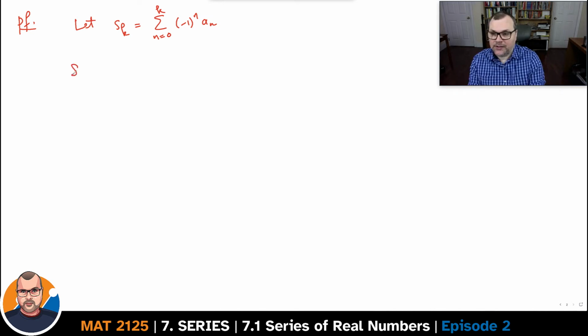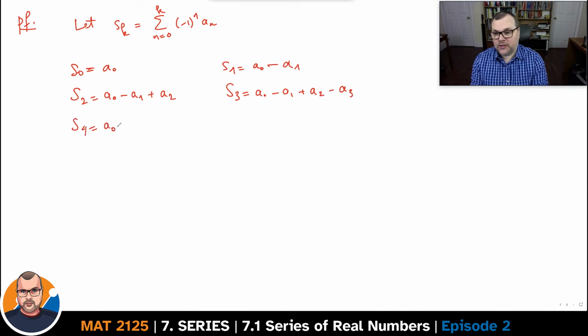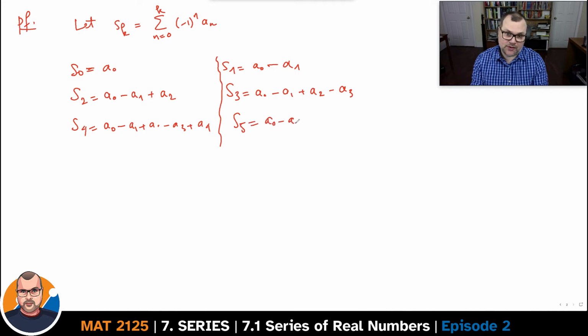So what do we have? S0, that is just A0. S1, that would be A0 plus (-1) to the 1 times A1, so that's A0 minus A1. S2 is A0 minus A1 plus A2. S3 would be A0 minus A1 plus A2 minus A3. S4 would be A0 minus A1 plus A2 minus A3 plus A4. S5 would be A0 minus A1 plus A2 minus A3 plus A4 minus A5 and so forth.